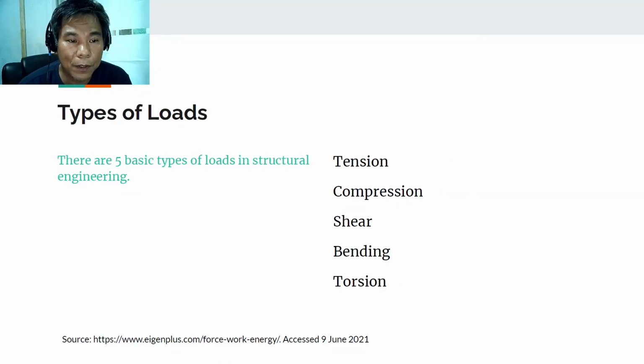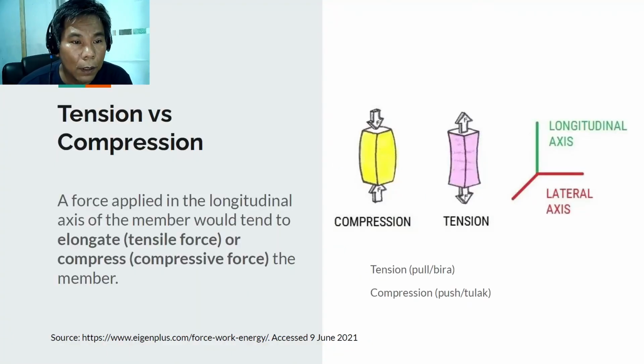We have different types of load. Actually, there are five basic types of loads in structural engineering: tension, compression, shear, bending, and torsion. Tension versus compression: force applied in the longitudinal axis of the member will tend to elongate it. That is the tensile force, where you apply a pull. If you compress, or push, that's the compressive force, and it will shorten the member.